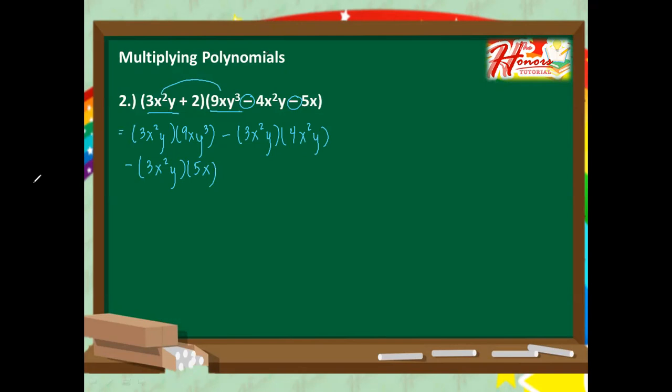And then let's multiply. Let's solve for this one first. Multiply the numerical coefficients. So we have here 3 times 9, that's 27. And then copy x, add the exponents, which is 2 and 1. So 2 plus 1, that's 3. And then for y, add the exponents also. So 1 plus 3, that is 4. Then copy the operation. So minus, let's have this.